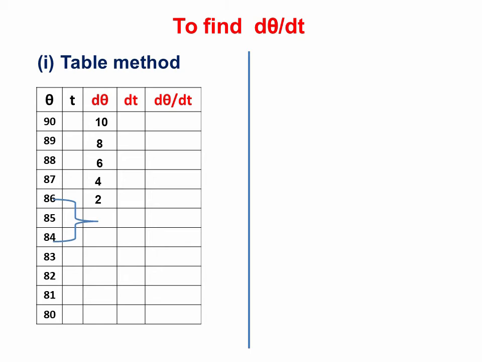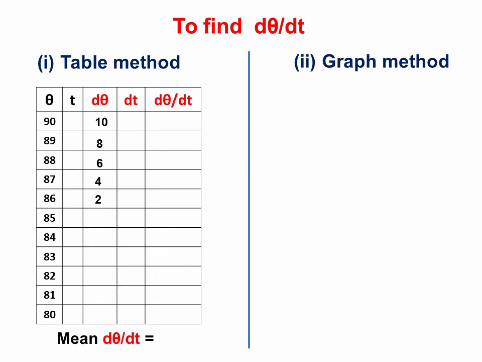And we have to divide the values. We can have 5 d theta by dt values and take the average, that is, the mean d theta by dt can be determined using the table method. Now, let us see the graph method.